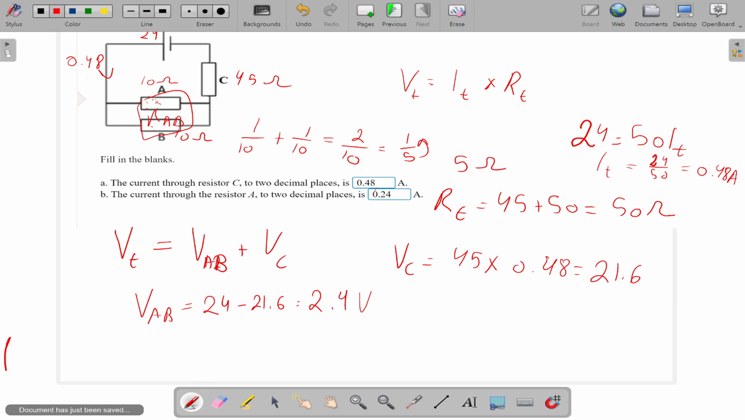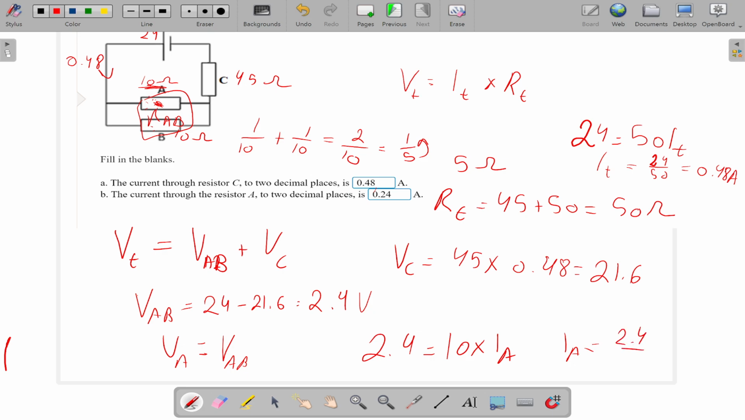Now we're going to substitute this into this. Remember that voltage in a parallel circuit is the same. It stays constant across A and B. So the voltage of A is equal to the voltage of AB, which is also equal to the voltage of B. We're just going to care about the first part. So 2.4 volts is the voltage of A, which is the resistance of A, which is 10, times I, the current of A. So IA is equal to 2.4 over 10, which gives me 0.24 amps. And this is my final answer for part B.